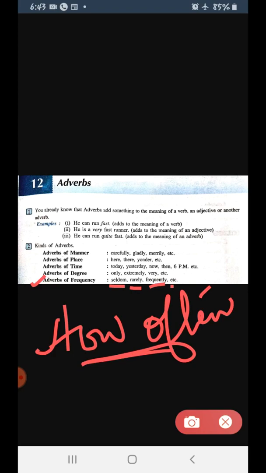Like if I say I seldom make mistakes. So how often do I make mistakes? Seldom. Seldom means rarely. I rarely watch movies. How often? Rarely. Frequently. The boy comes to visit me frequently. How often? Frequently. So all these kinds of adverbs we have already learned in the previous class also. Okay. So next.